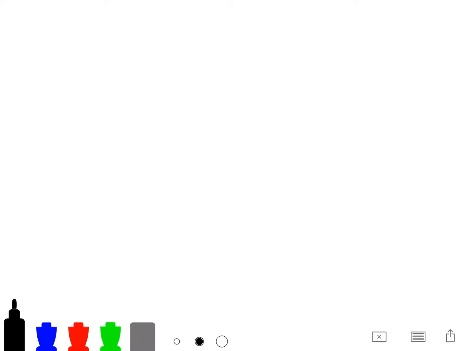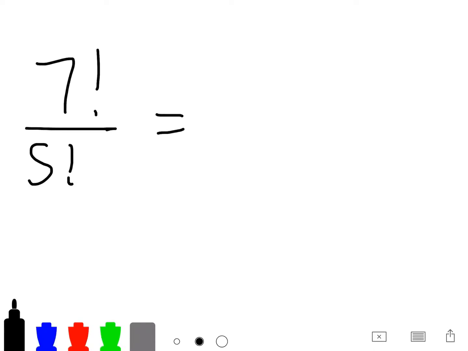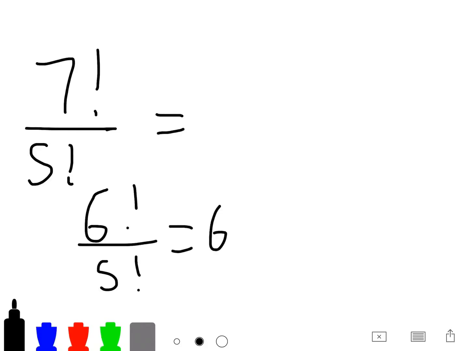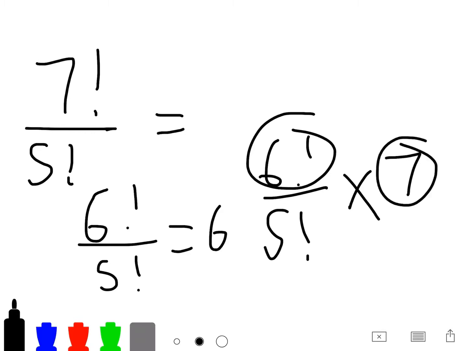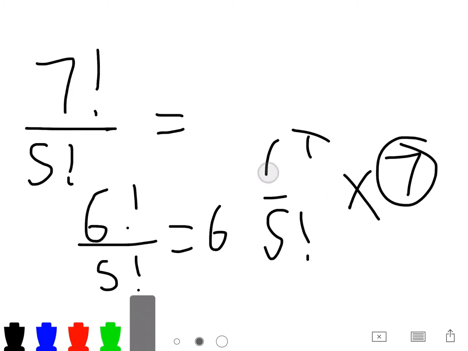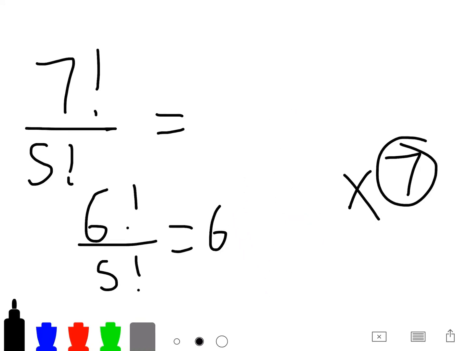Let's try another one. 7 factorial divided by 5 factorial. Well, we know 6 factorial divided by 5 factorial is just 6. And this is 6 factorial divided by 5 factorial times 7, since 6 factorial times 7 will give us 7 factorial. So, what we can do is we have this whole thing as 6, so we can erase it and we can write 6. So all we have to do is 6 times 7, that's 42.